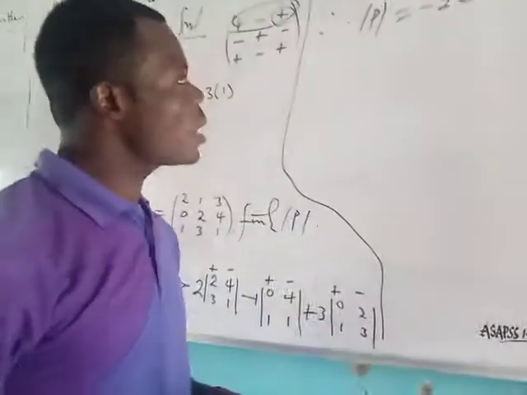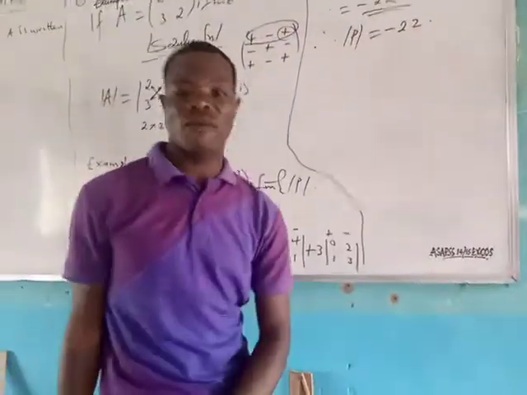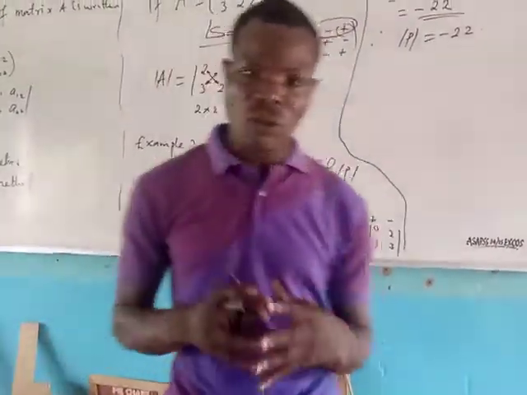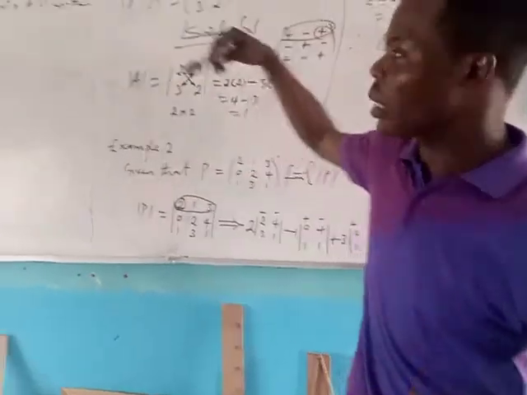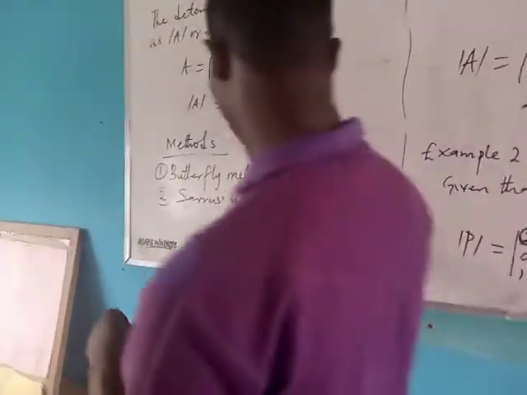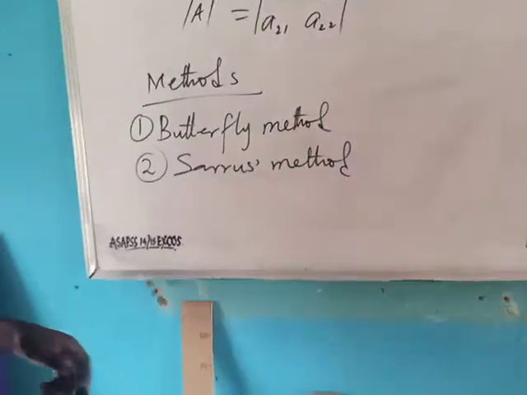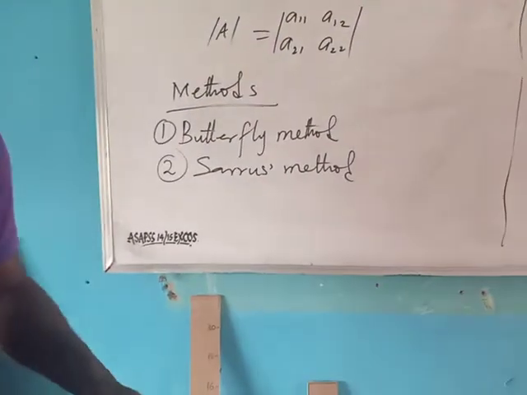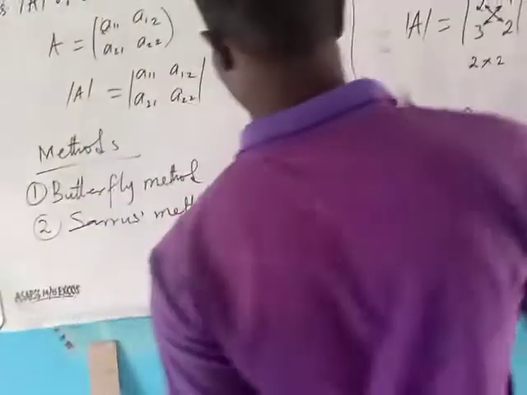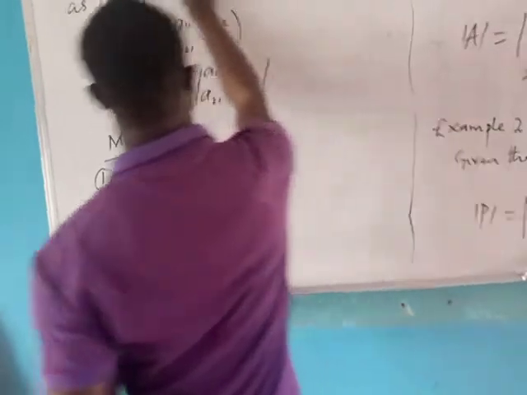So this is the method for butterfly for 3 by 3. So now let's look at the second one, which is Sarrus method. So Sarrus method.